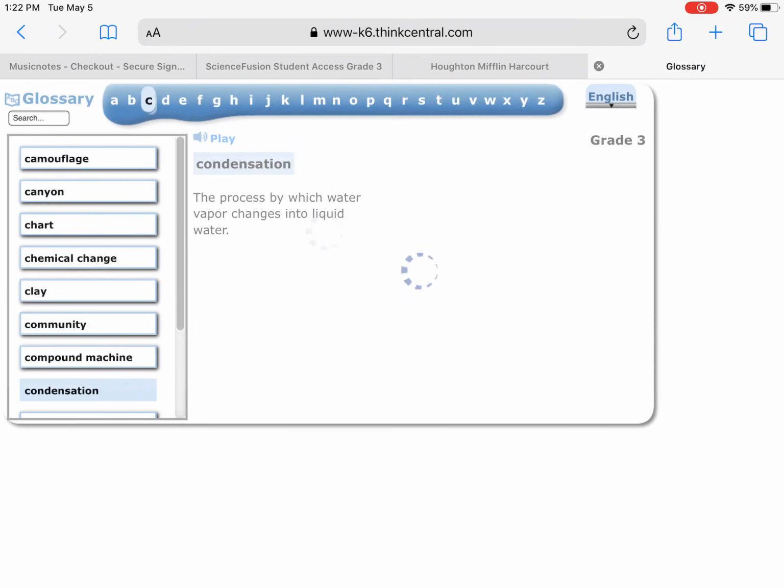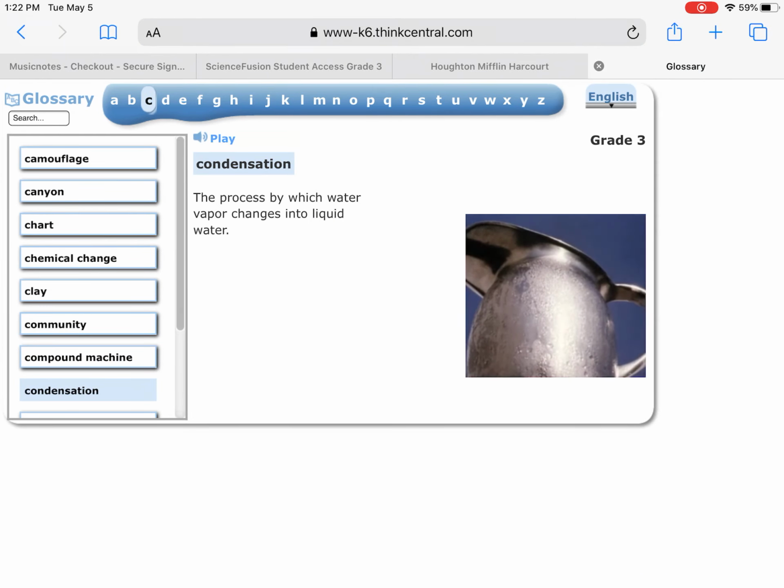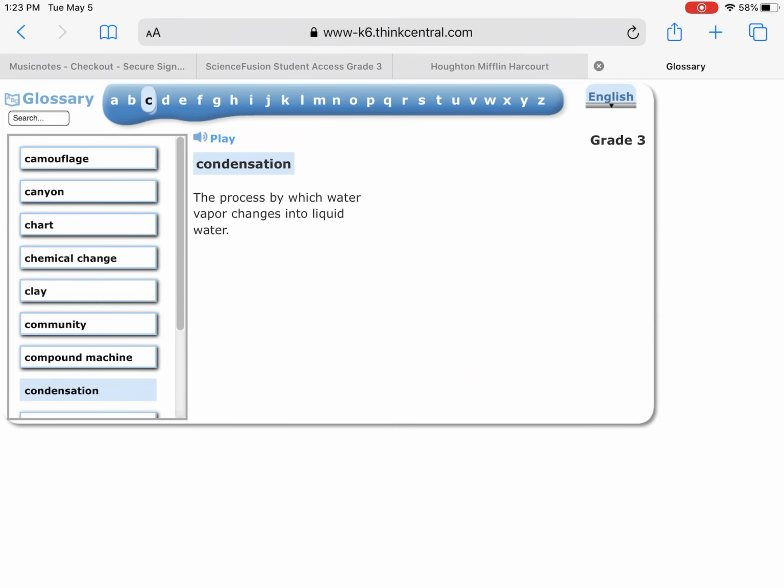And the last one is condensation, the process by which water vapor changes into liquid water. So a lot of times you get condensation on the outside of water or outside of drinks or something when it's really cold. The water vapor in the air cools down enough to turn back into a liquid instead of a gas.